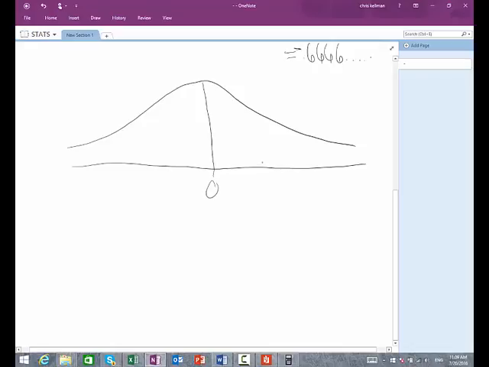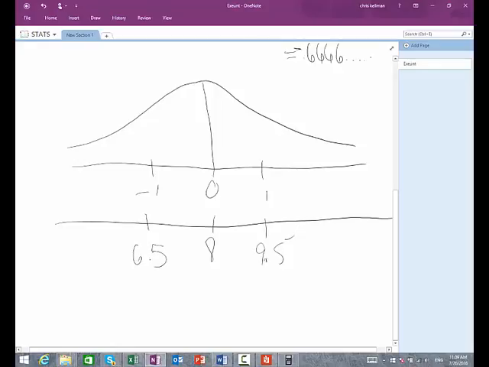Mean is 0. We'll go up 1 standard deviation, and just for fun, we'll go down 1 standard deviation. Down here, we'll put our number line to get some context. Mean is actually 8. If we go up a standard deviation, it goes to 9.5. If we go down a standard deviation, it goes to 6.5. And what we're looking for in this problem is 10, and not only that, but the probability that it's going to come out to be bigger than 10.